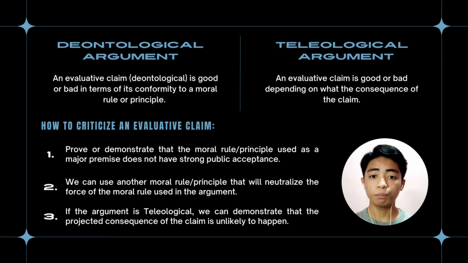First, we can prove or demonstrate that the moral principle or moral rule used in the major premise does not have strong public acceptance. Second, we can use another moral rule or moral principle that will neutralize the force of the moral rule used in the argument. And lastly, if the argument is teleological, we can demonstrate that the projected consequences of the claim is unlikely to happen. May dalawang klase ng evaluative argument.